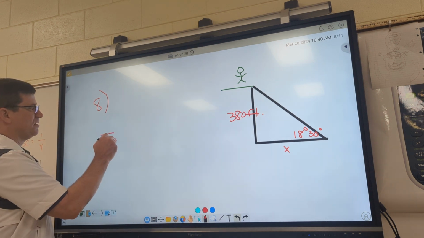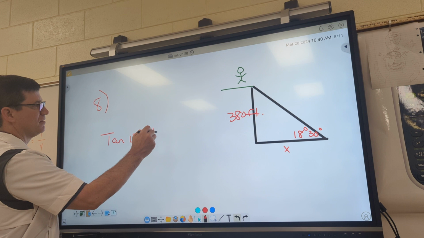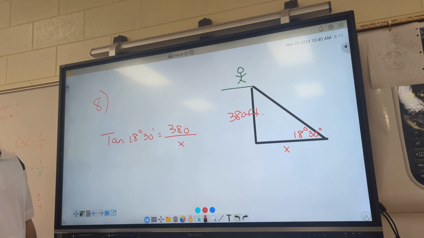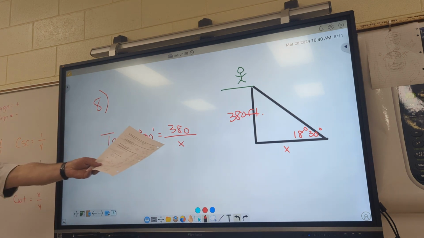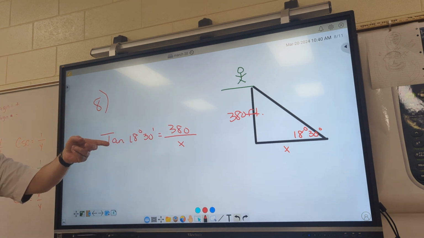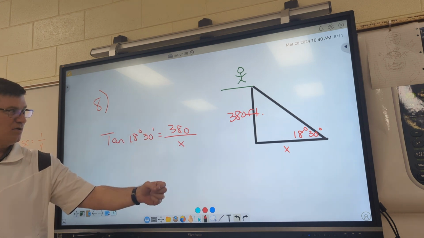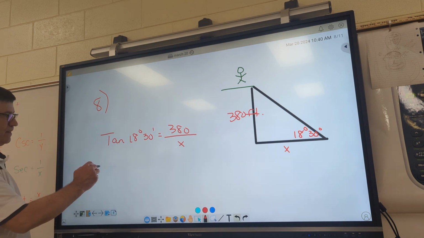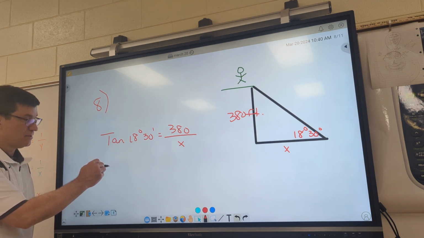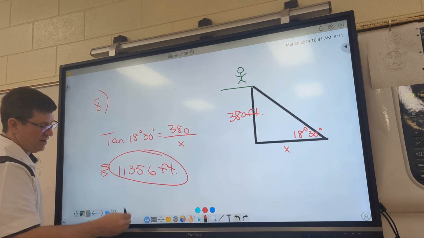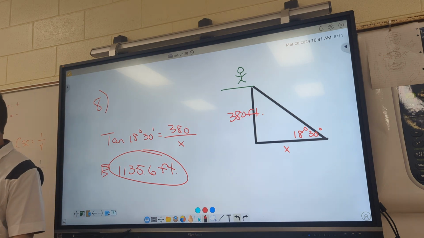Tangent. So we got a tangent of 18 degrees, 30 minutes equals opposite has to go on top, adjacent has to go on the bottom. How do you type it in your calculator when your X is on the bottom? Y'all remember? So when you swap them, right? You're supposed to cross multiply, but the shortcut I showed you, just take what's on the left side, put it here, take your X, put it here. It's 380 over. So 380 over tangent of 18 30. 1,135.6 feet. All right. 0.7. Caitlin's got that. See if that's what y'all get.